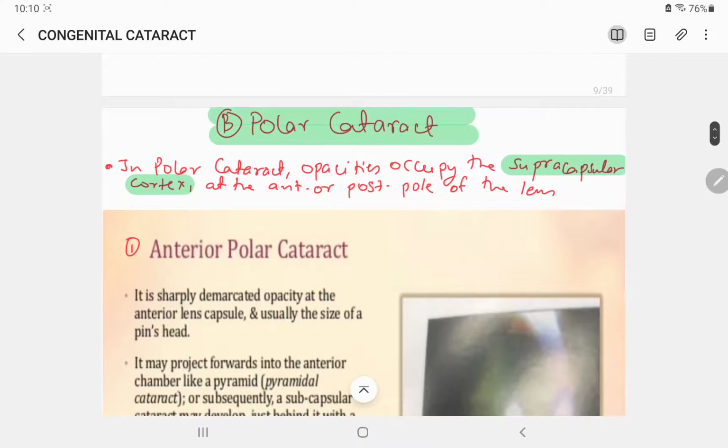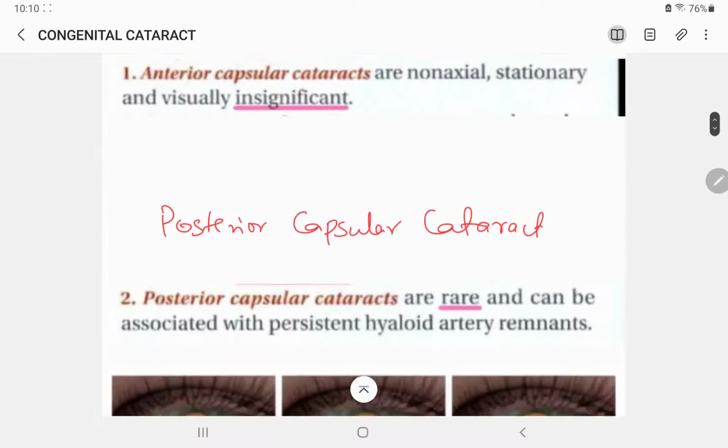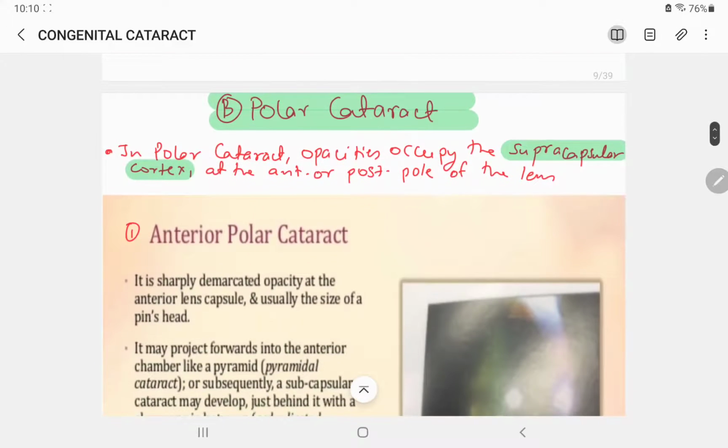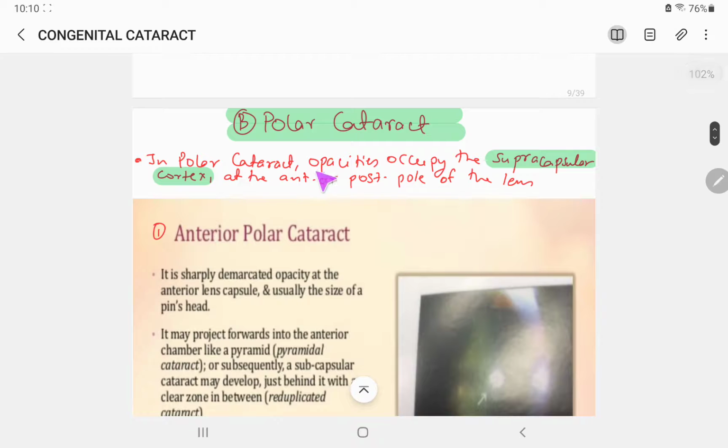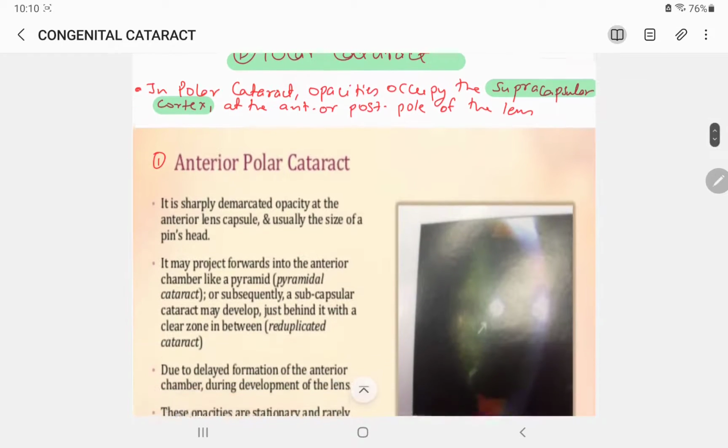So we have capsular cataract. Now we will go to polar cataract. In polar cataract, the opacity occupies the supracapsular cortex and the anterior and posterior pole of the lens.